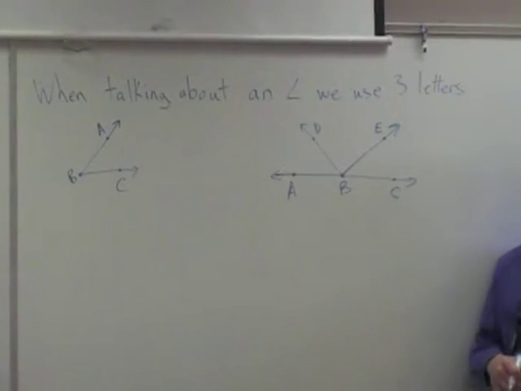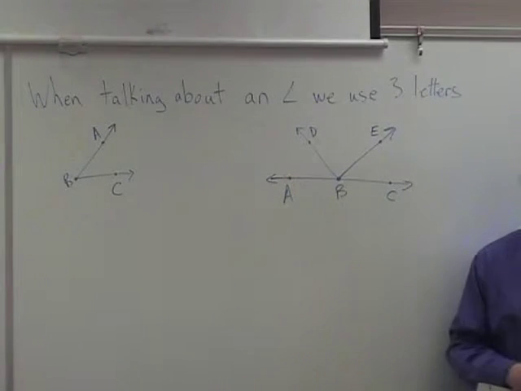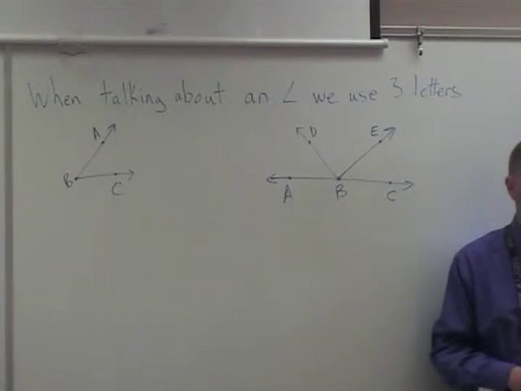And you say angle B, which angle are we talking about? You can't tell, can you? One in your mind. No, I mean, I'm specifically talking about one angle. You can't say angle B. So therefore, we need 3 letters.